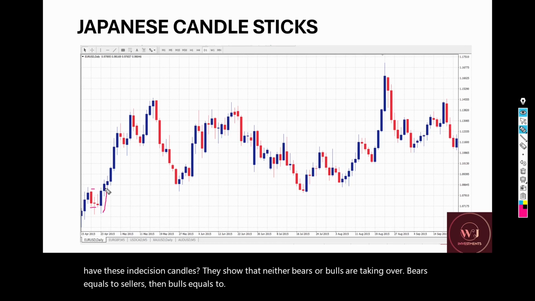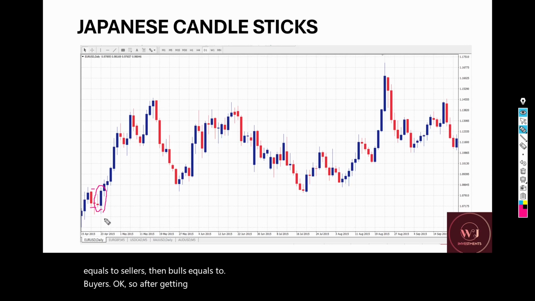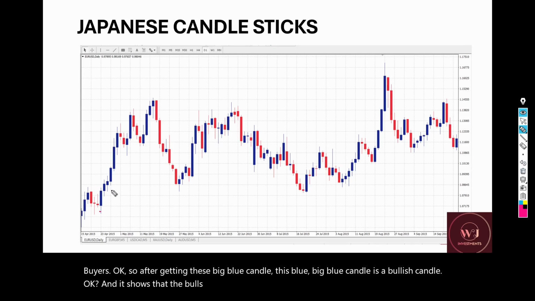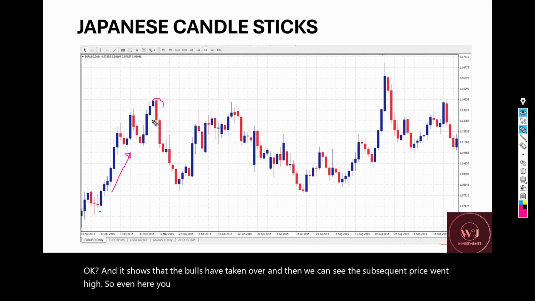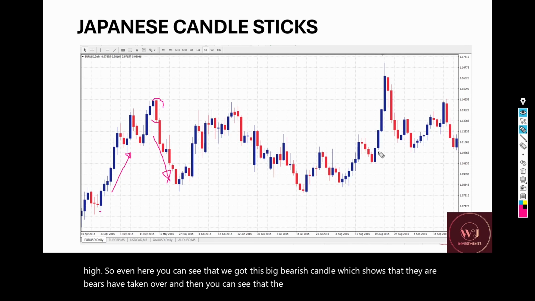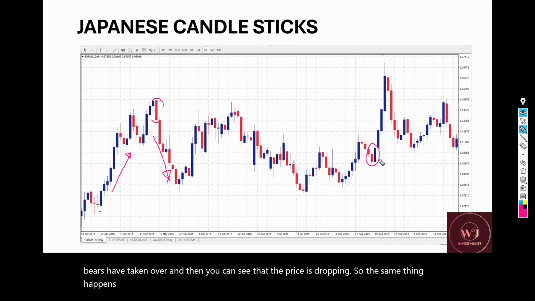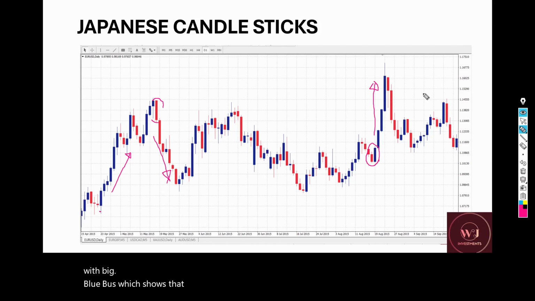After getting this big blue candle, which is a bullish candle, it shows that the bulls have taken over, and then we can see the subsequent price went high. Even here you can see that we got this big bearish candle, which shows that the bears have taken over, and then you can see that the price is dropping. The same thing happens here. You can see that we have this big blue candle, and then the price is moving high with big blue bars, which shows that the bulls are in total control. Even here, bears were in total control.